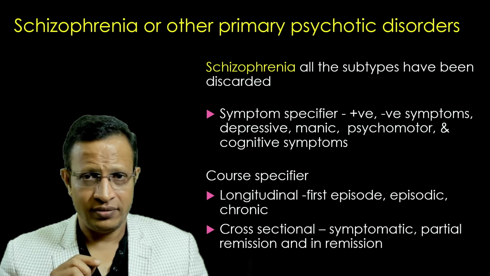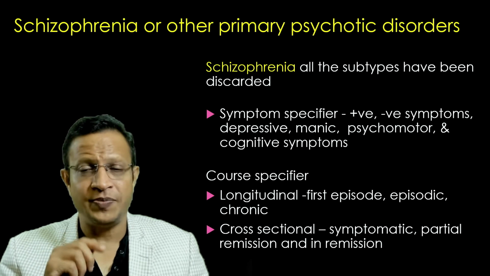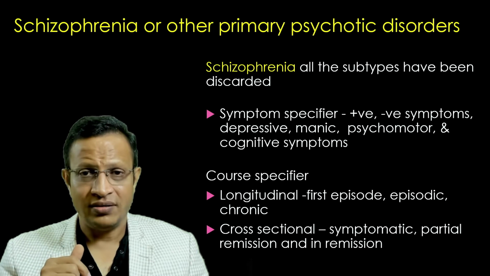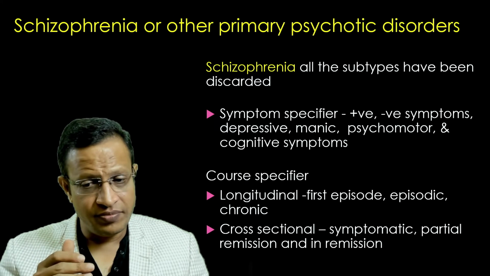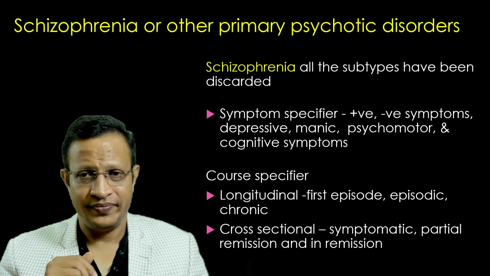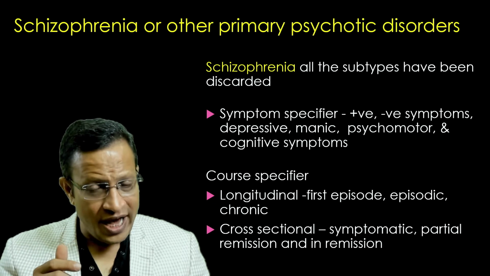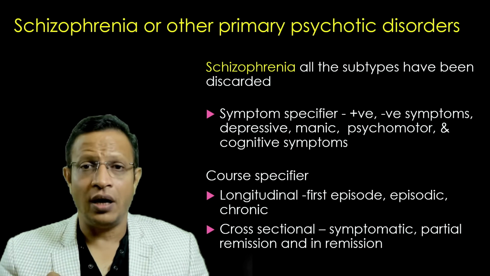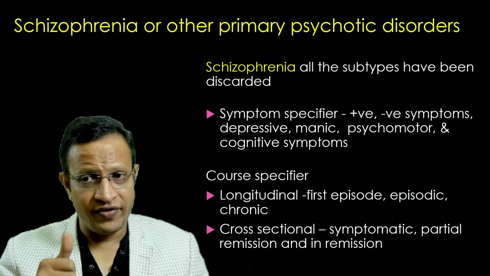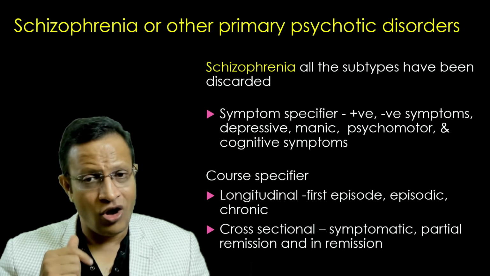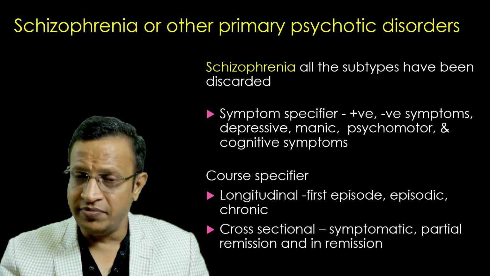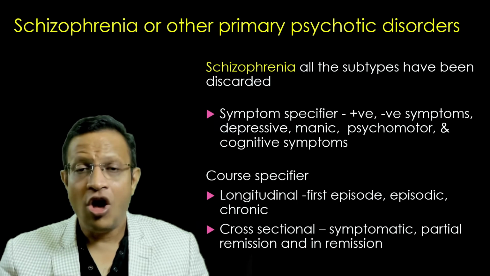But however, in ICD-11, the symptom specifier has been given importance: positive symptoms, negative symptoms, depressive symptoms, manic symptoms, psychomotor, that is basically for catatonia, and cognitive symptoms. Further, the dimensional aspect has also been considered with regard to course specifier. That is, longitudinal perspective: is it a first episode, episodic illness, or a chronic illness? Further, cross-sectionally, whether the person is having symptoms, partial remission, or full remission.